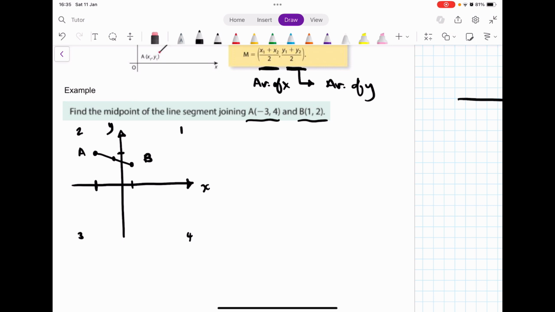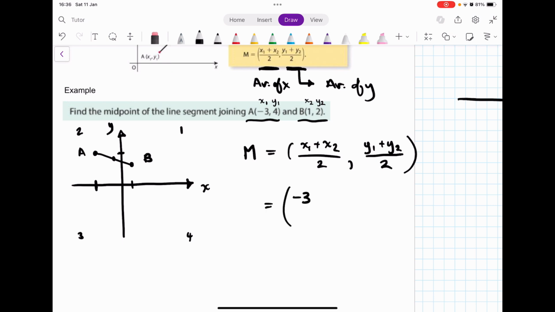The formula is that the midpoint, capital M, is equal to the average of the x values, so (x1 + x2) divided by 2. And the y-coordinate of the midpoint is (y1 + y2) divided by 2, the average of the y-coordinates. You simply substitute these values in. x1 would be the x-coordinate of A, x2 the x-coordinate of B, y1 the y-coordinate of A, and y2 the y-coordinate of B.